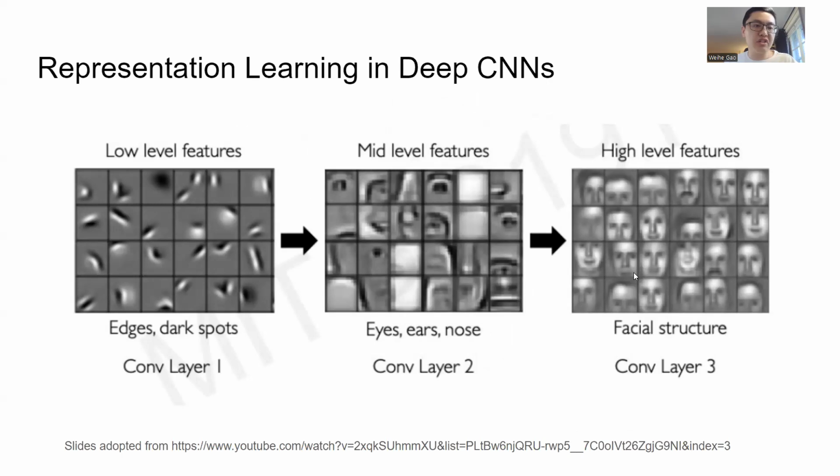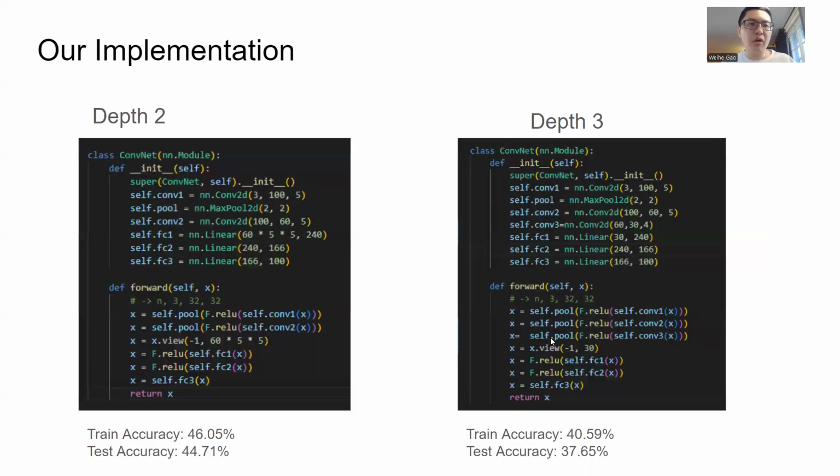The low level features, maybe in the first convolutional layer, are some lines and edges, and the middle level features may be the eyes, ears, and nose. The deeper the layer, the more information it sees, the more global information. And our implementation is as follows. We tried 2 different depths, and it turns out this one achieves higher accuracy.